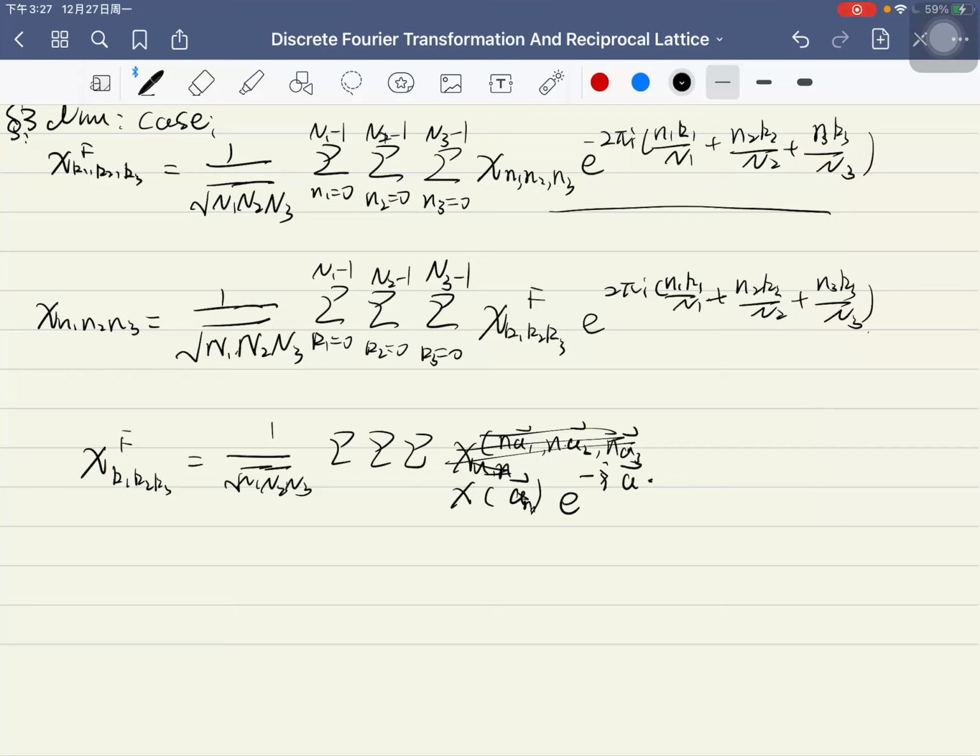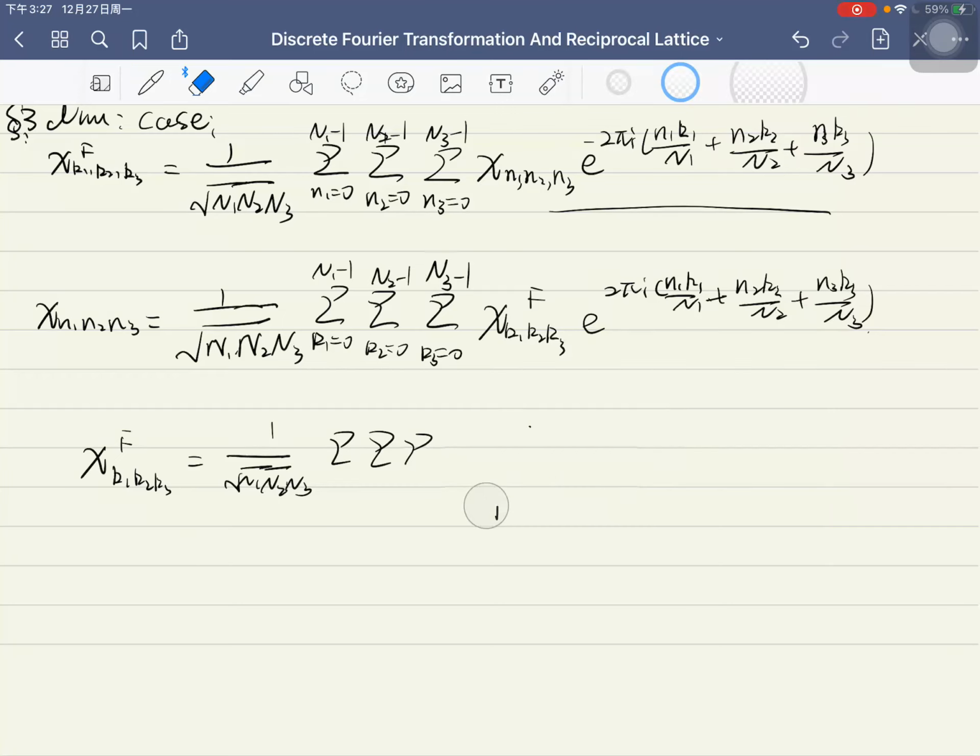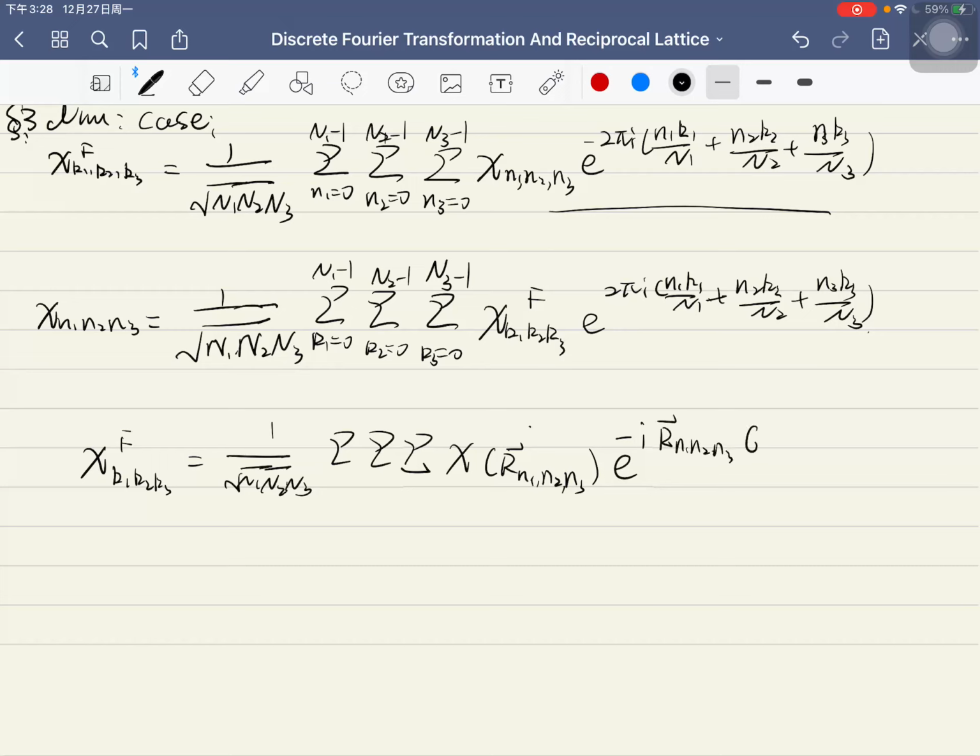Oh, okay, let's make some correction. And n1, n2 and n3, the e to the minus i R(n1,n2,n3) dot G(k1,k2,k3).